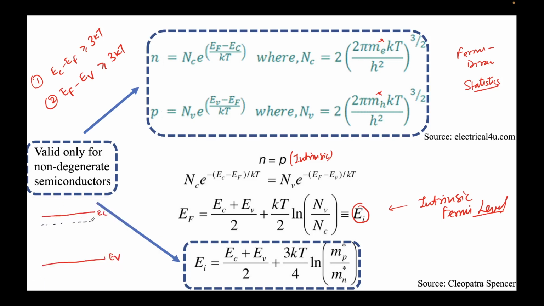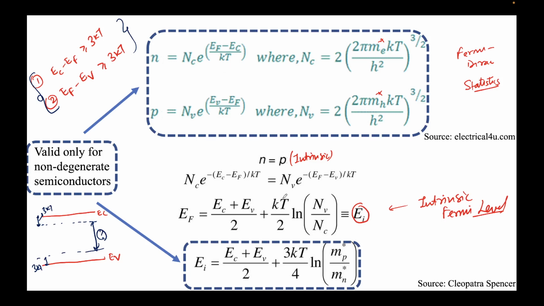In this dashed line, let's say this gap is 3 kT. This gap is 3 kT. Similarly, this gap is 3 kT. So the Fermi level has to lie somewhere in between. The Fermi level can be anywhere here. If and only if the Fermi level lies somewhere in this gap, then and only then these formulae are valid. Otherwise, these formulae are not valid. So only when the Fermi level lies in this region and satisfies these two conditions, then and only then we have a non-degenerate semiconductor, and these formulae are valid.